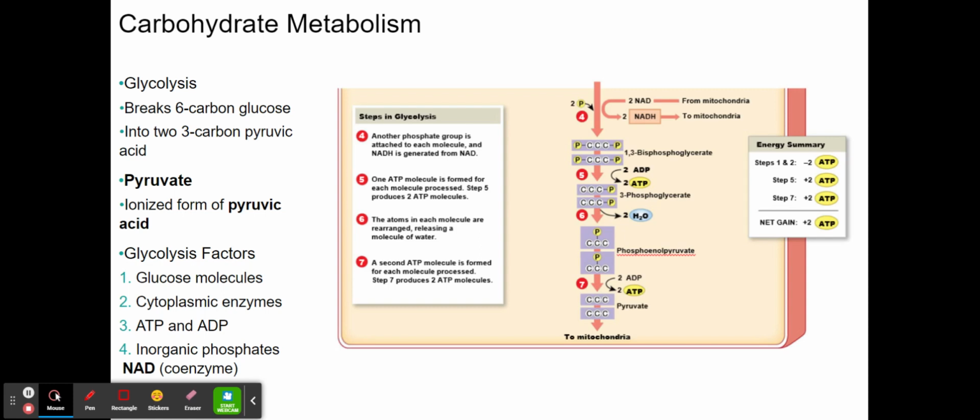At the normal pH inside the cells, each pyruvic acid molecule loses a hydrogen ion and exists as the negatively charged ion CH3COCOO-. This ionized form is called pyruvate.